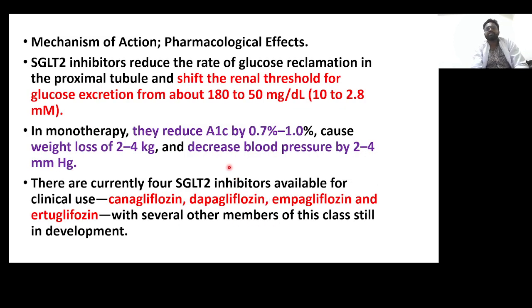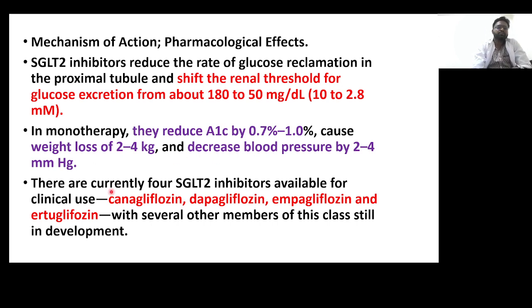What is the mechanism of action and pharmacological effects of SGLT2 inhibitors? SGLT2 inhibitors reduce the rate of glucose reclamation in the proximal tubule. So it shifts the renal threshold for glucose excretion from about 180 to 50 mg per deciliter, so that the glucose will be excreted in the urine, that is glucosuria. In monotherapy, SGLT2 inhibitors reduce A1C level by 0.7 to 1%. It causes weight loss of around 2 to 4 kgs and decreases the blood pressure by 2 to 4 mm of mercury.